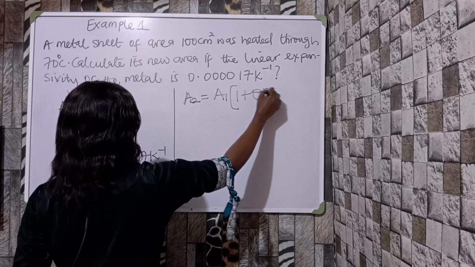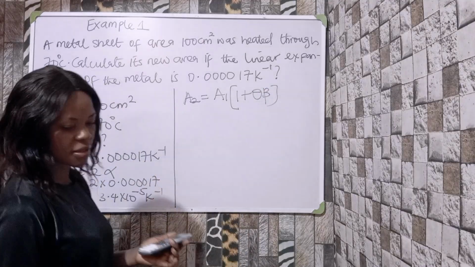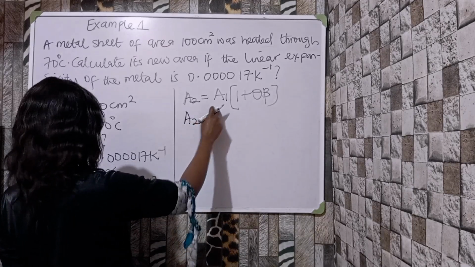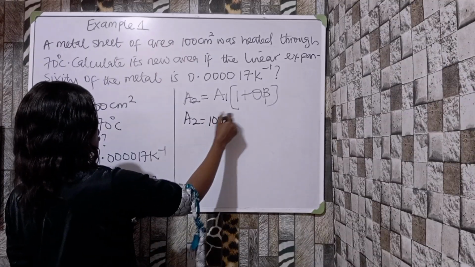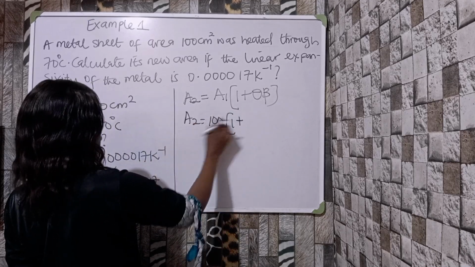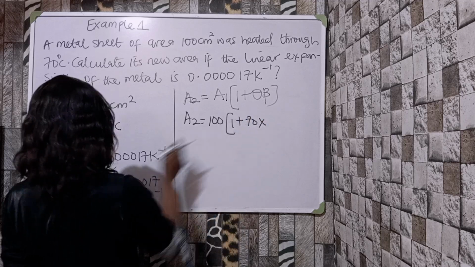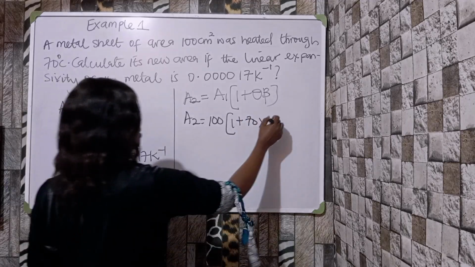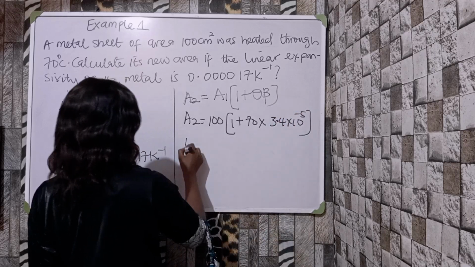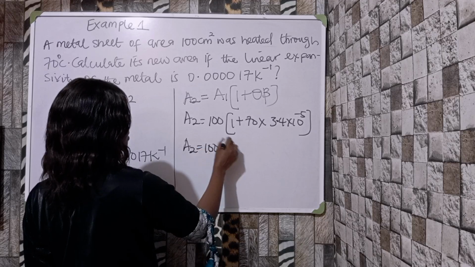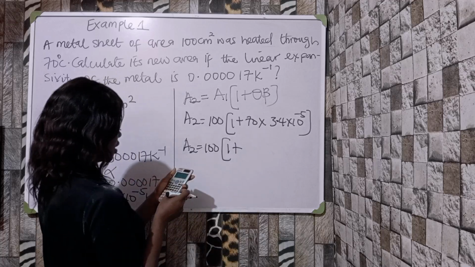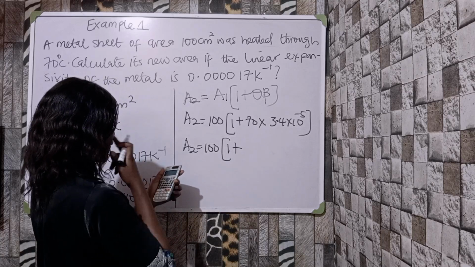Alright, so the formula for new area, that is A2, is equal to A1 bracket 1 plus theta beta. We are looking for A2. So what is my A1? My A1 is 100, bracket 1 plus my temperature, which is 70, then my beta is 3.4 times 10 raised to power minus 5. Remember that you are going to multiply this first before we add 1. So let's multiply what we have by 70.